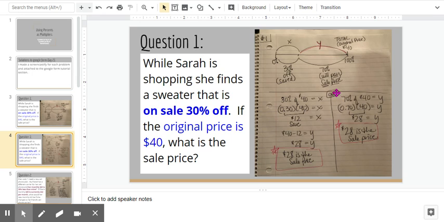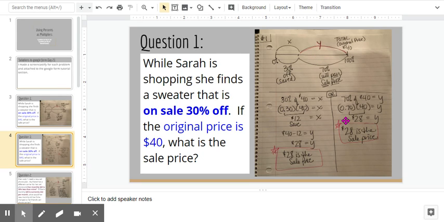So on every problem, I'm going to have an or here, and I'm going to show you another way to solve it. Doesn't mean you need to do both. Whichever one you feel most comfortable with, this multiplier is going to be less work. 70% of $40 is going to be Y, and Y is what I'm aiming for. I'm going to pay this amount.